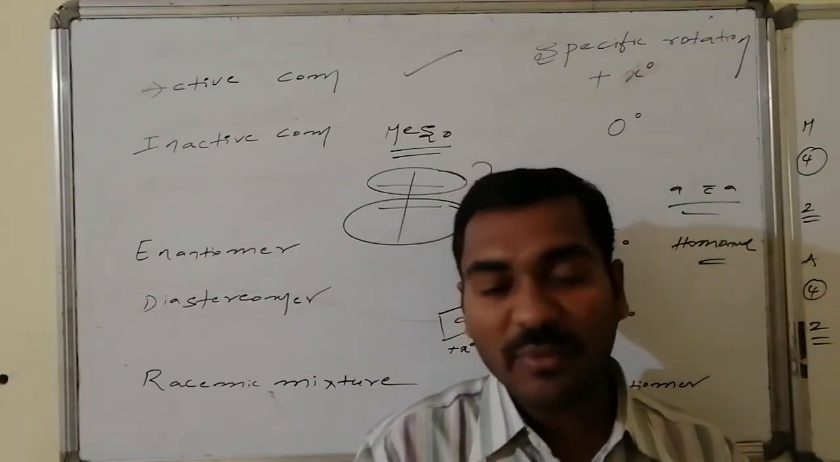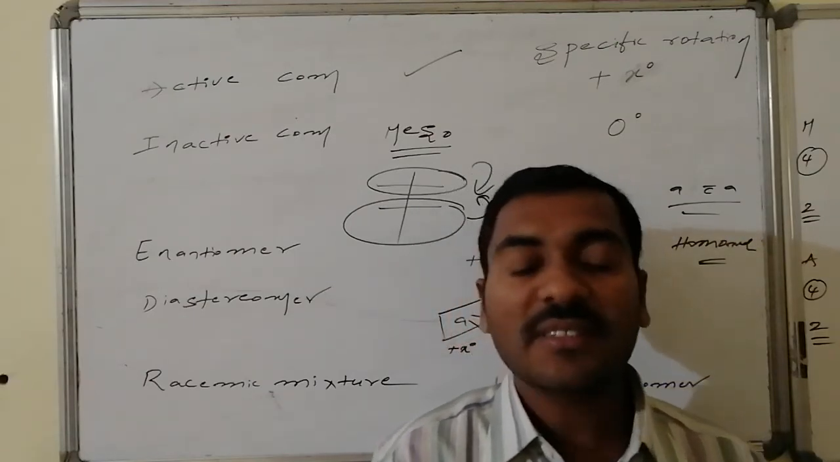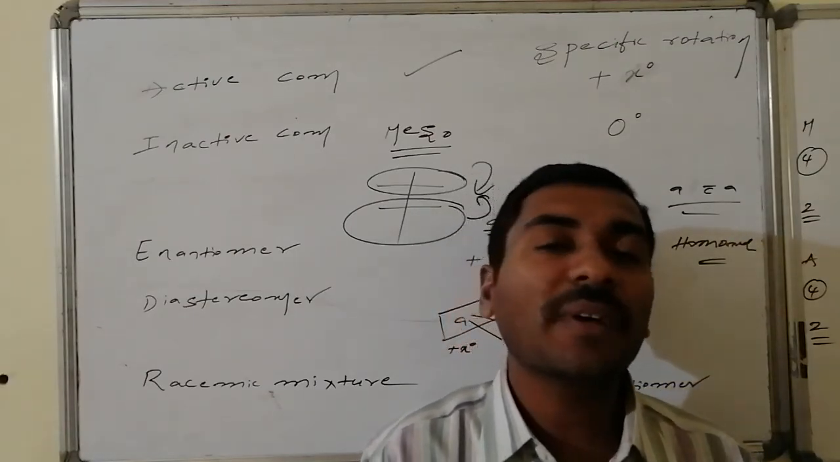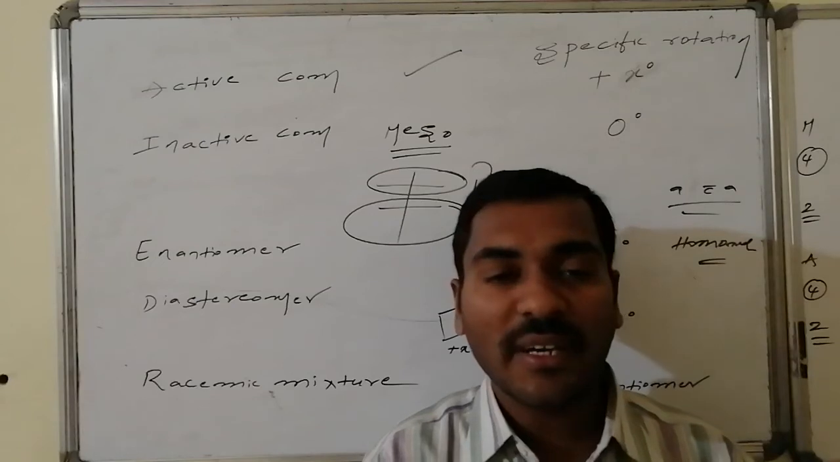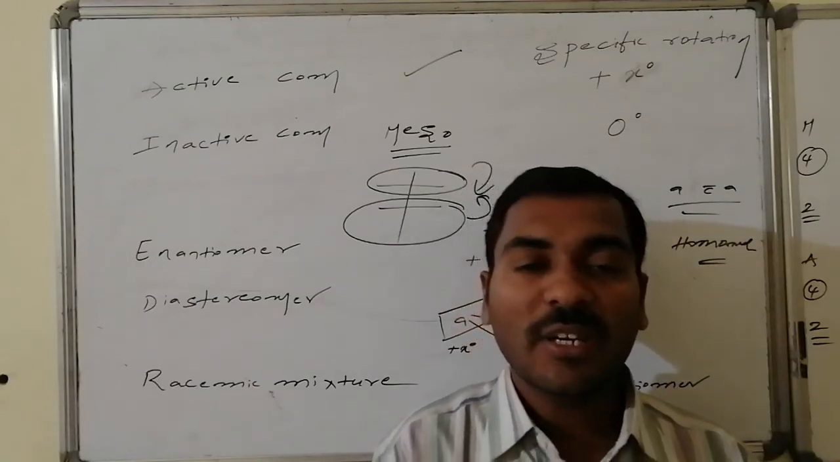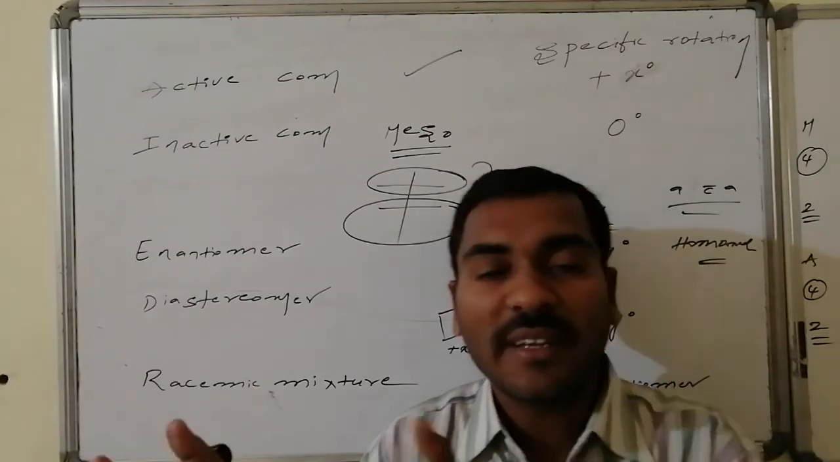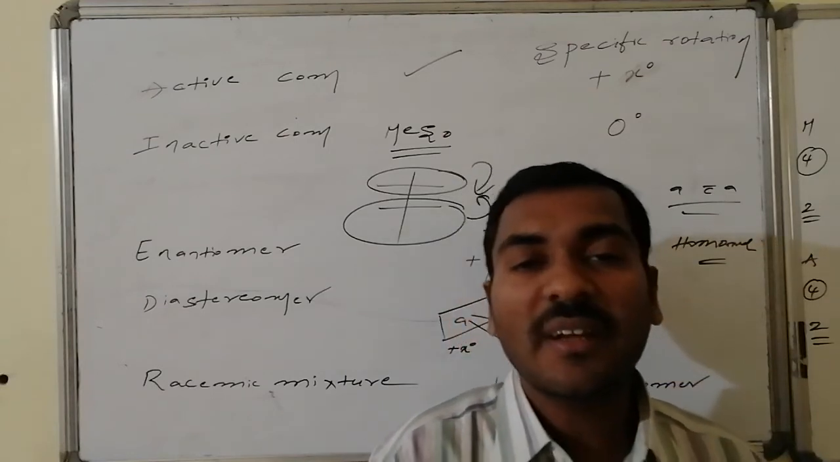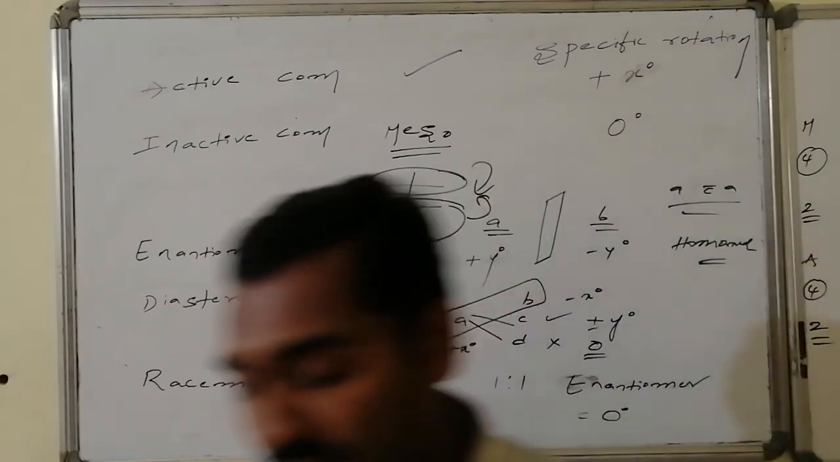And in the next class, we will discuss the features related to enantiomers and the racemic mixture and its separation, features related to diastereomers, and we will go through examples to identify the total number of stereoisomers, total number of optically active isomers, optically inactive isomers, meso compounds, and the interrelation between them.